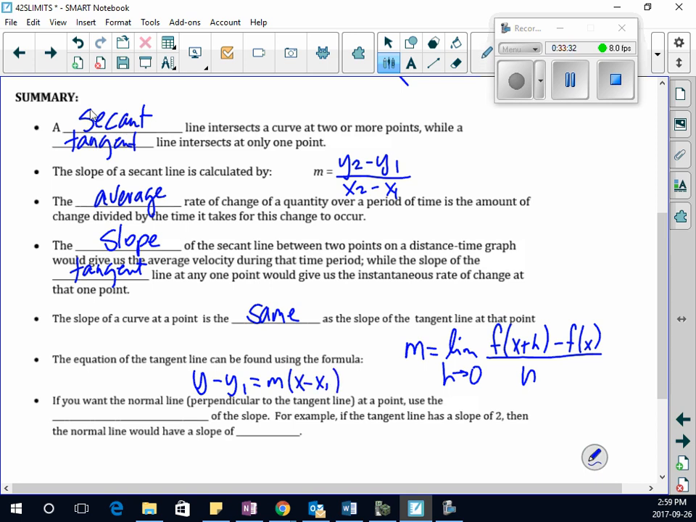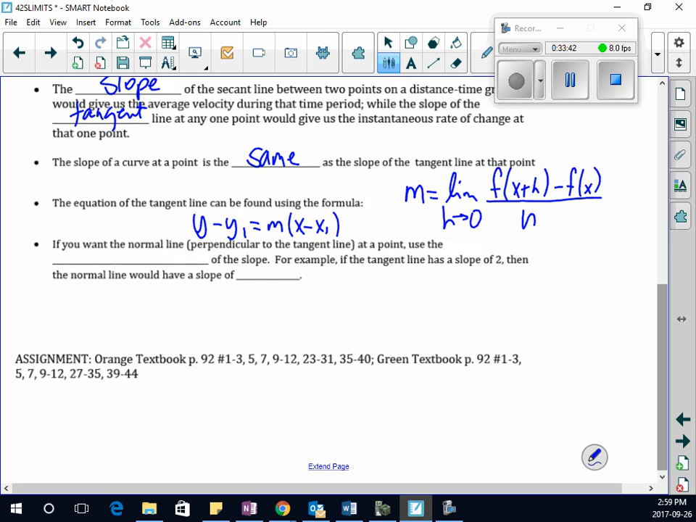If you want to find the normal line, that is the perpendicular, we use the what of the slope for the normal line? The negative reciprocal. For example, if the slope is 2, then the normal line would have a slope of negative 1/2, yes?